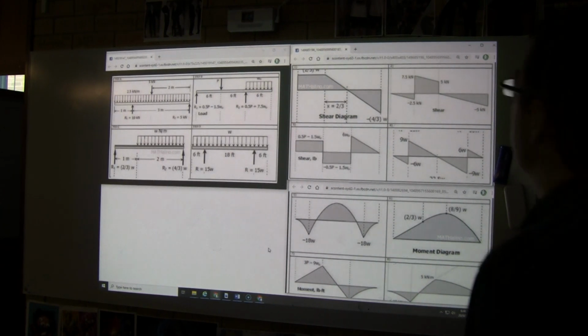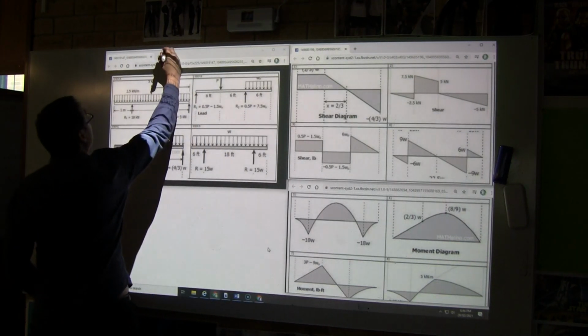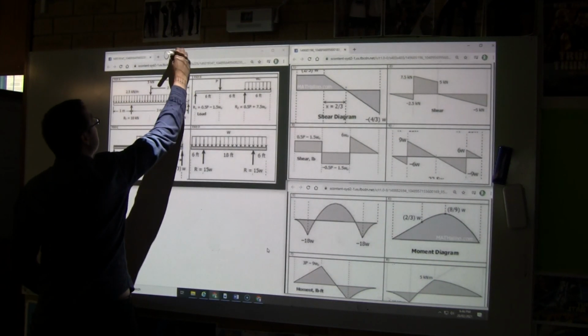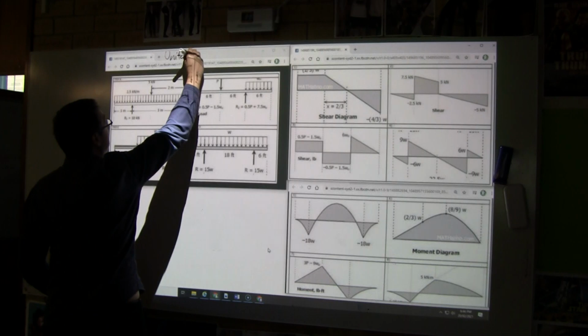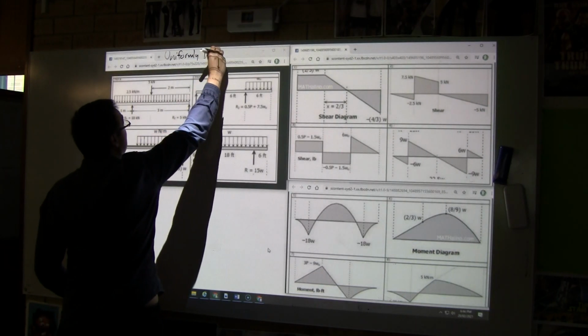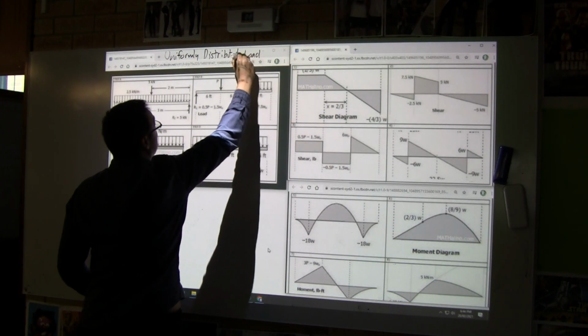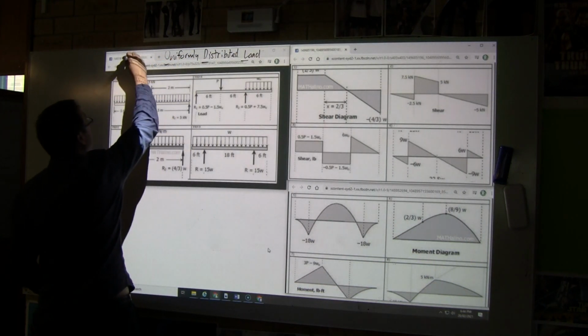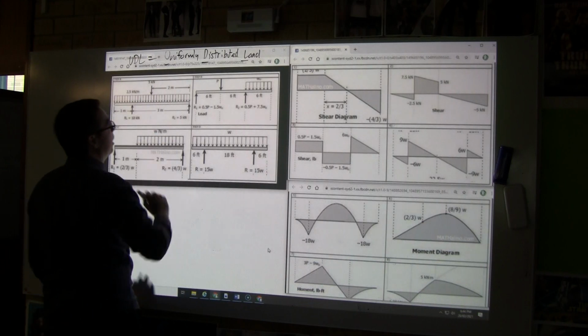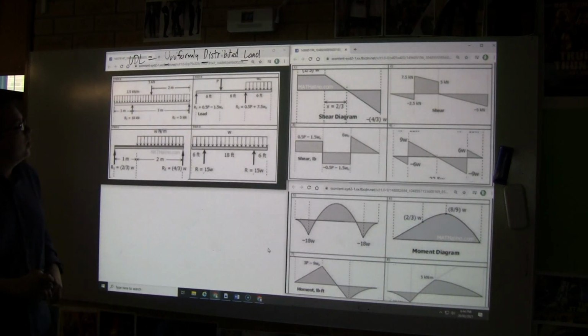Okay, so I'm just going to write here uniformly distributed loads, or UDL. Okay, so for number 2, well, let's have a look.